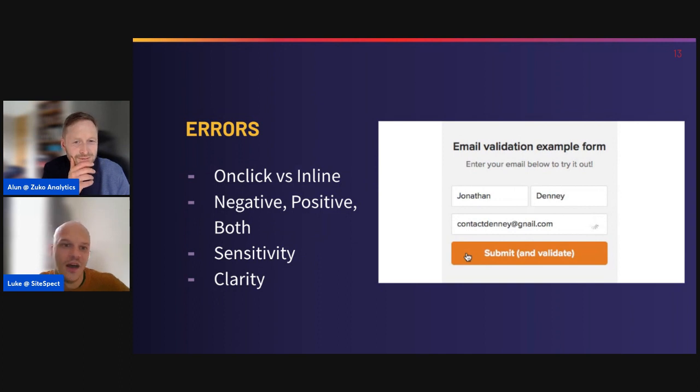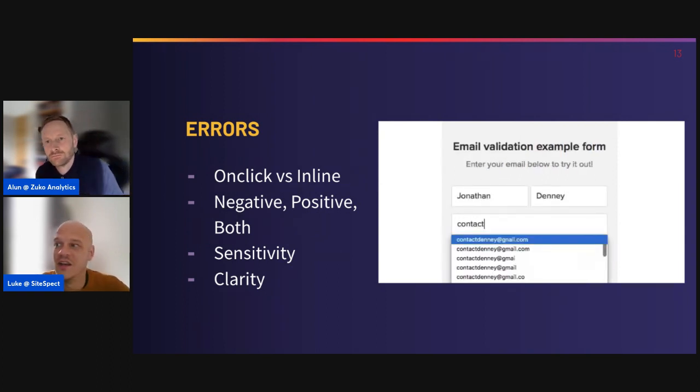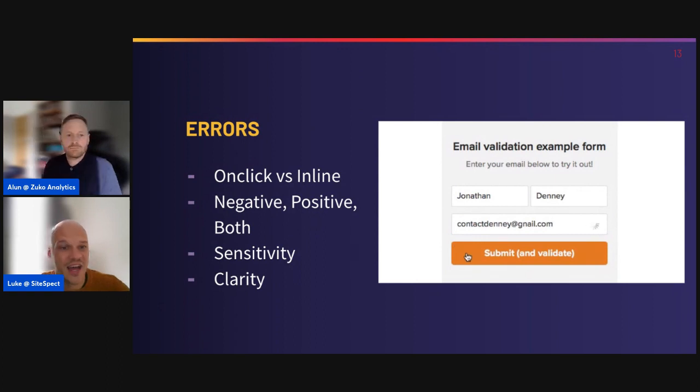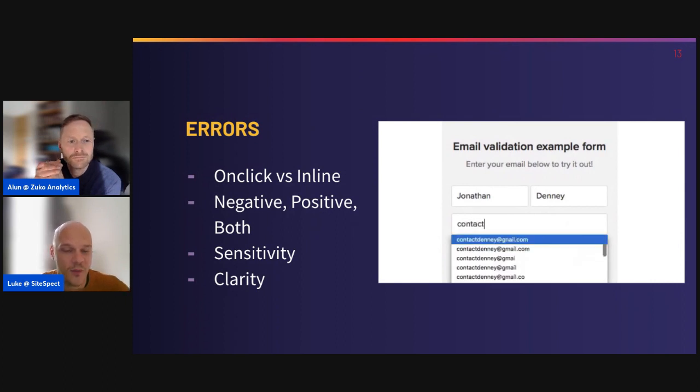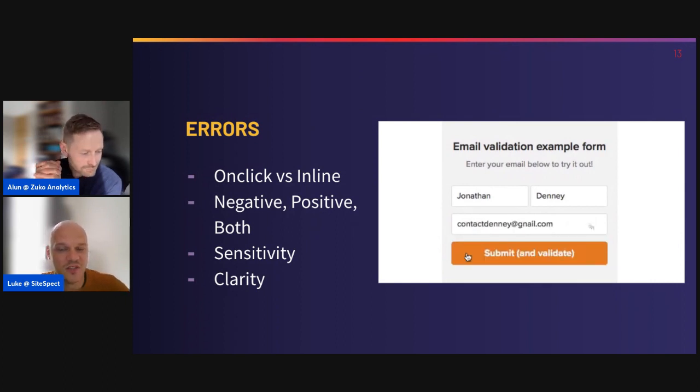If you've got a large form, on-click can be quite overwhelming if you have a large number of mistakes. Conversely, with inline, if you're overly trigger happy with the validation, then you can also put people off or distract people. So it's a fine-tuning sweet spot when it comes to optimizing that and running experiments to find out what works best. So always got to review the sensitivity there.